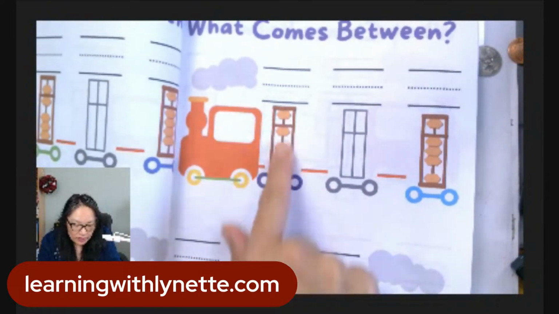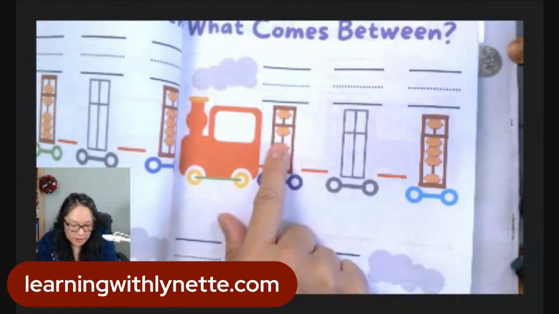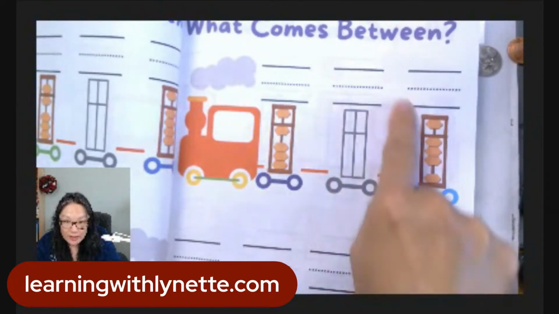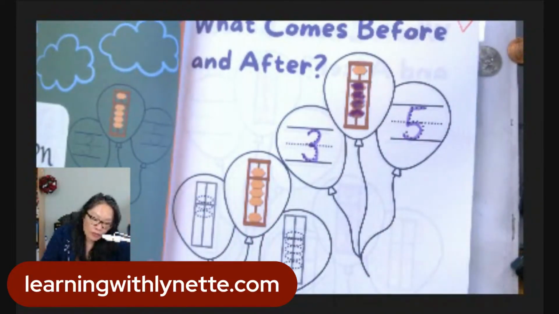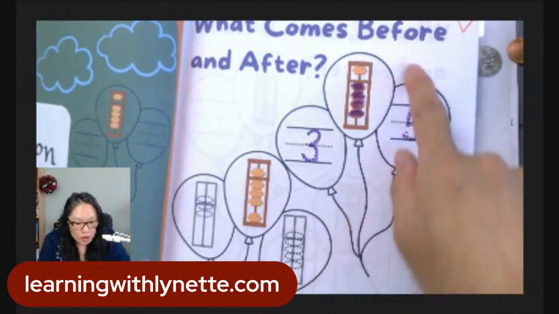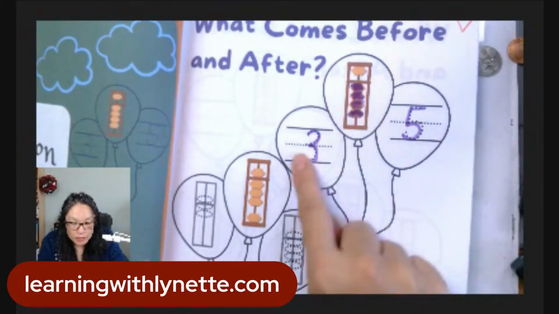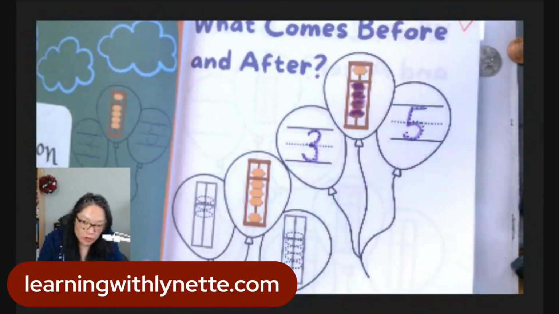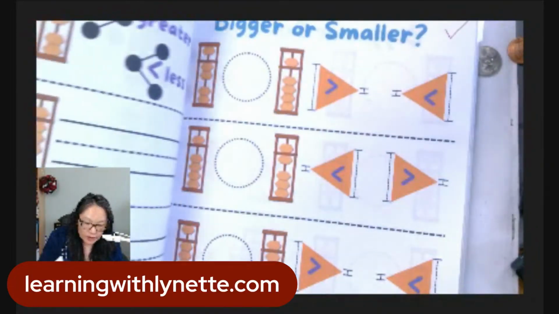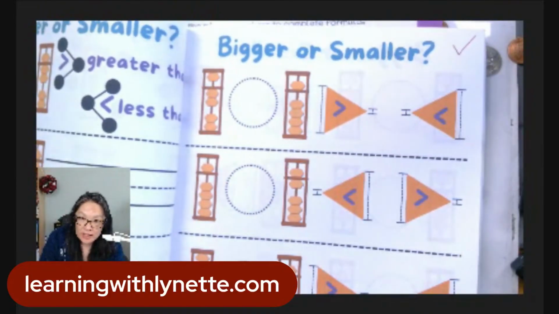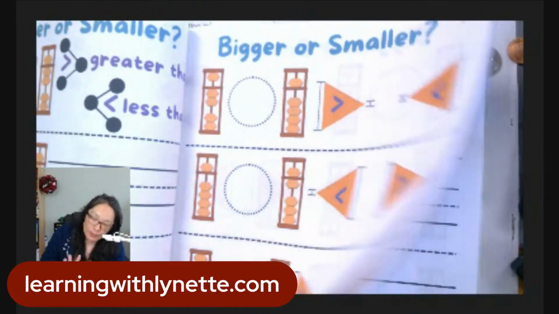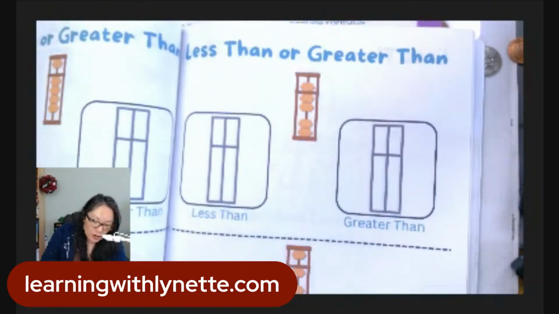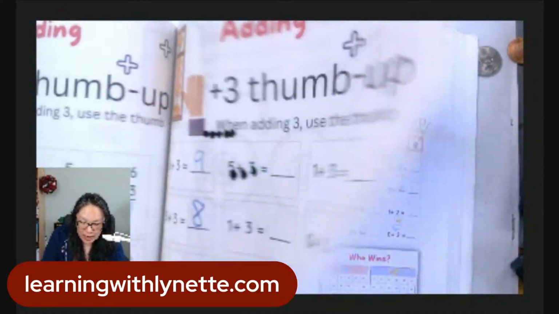So I give you the number here, I give you the number here. So this is 1 and this is 3, and then they have to figure out what the number in between is. And then afterwards it's what comes before and what comes after. So if I give you the number 4, what comes before 4 and what comes after 4? And then after that, it's bigger than and smaller than, so it's about comparing. And then after that goes into adding and subtracting.